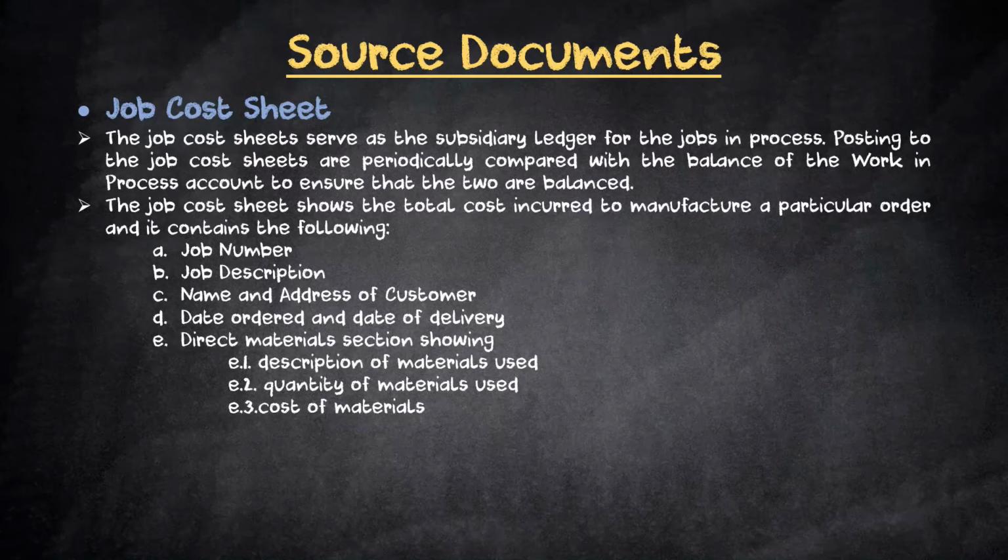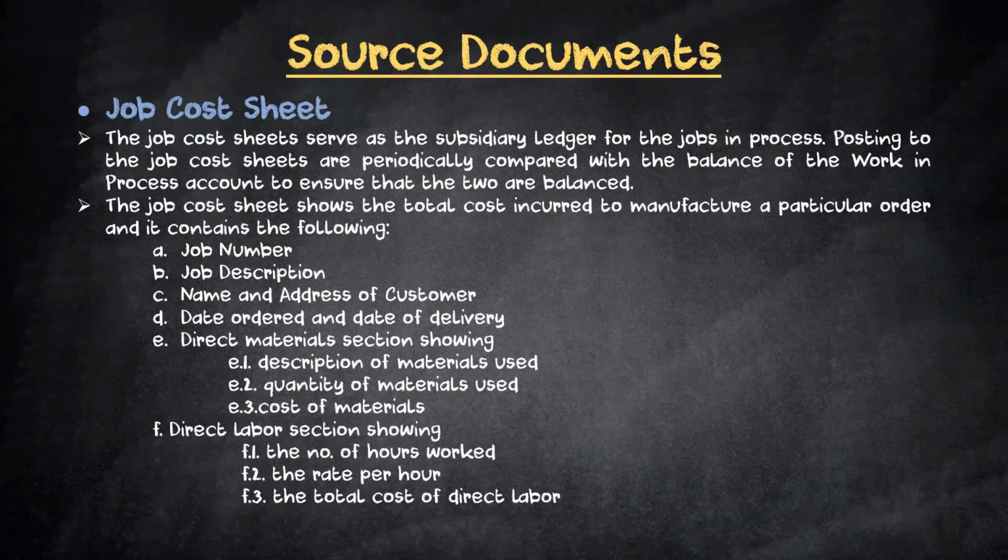Name and address of the customer, date ordered, and date of delivery. And syempre, doon natin matatrack yung direct materials natin, which can be derived from the materials requisition form. So, dito makikita natin yung description ng materials used, yung quantity nun, at kung magkano nga ba yung materials na nagamit. Sa direct labor section naman natin, madederive natin siya, example na lang is sa employee time ticket. So, makikita natin doon yung number of hours work, yung rate per hour, at yung total cost ng direct labor natin. Lastly, dun din natin makikita yung overhead section.